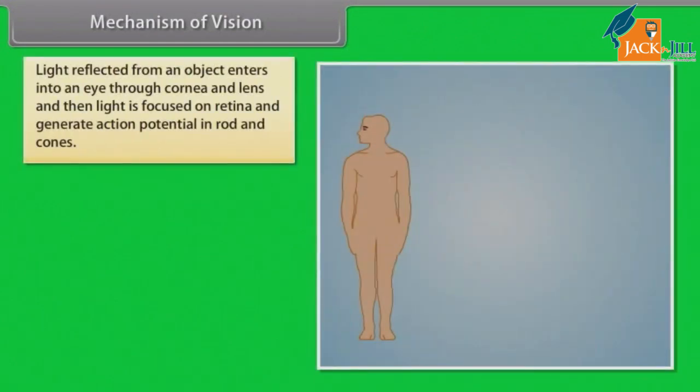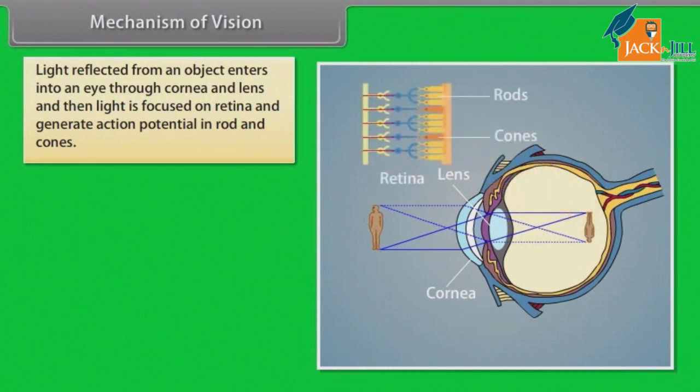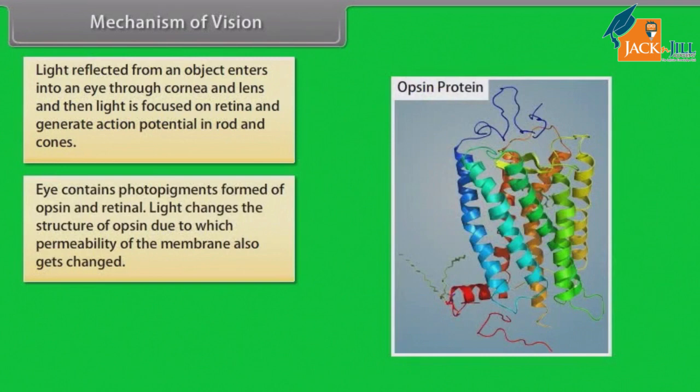Mechanism of vision. Light reflected from an object enters the eye through the cornea and lens, and then the light is focused on the retina and generates action potential in rods and cones. The eye contains photopigments formed of opsin and retinol. Light changes the structure of opsin, due to which the permeability of the membrane also changes.